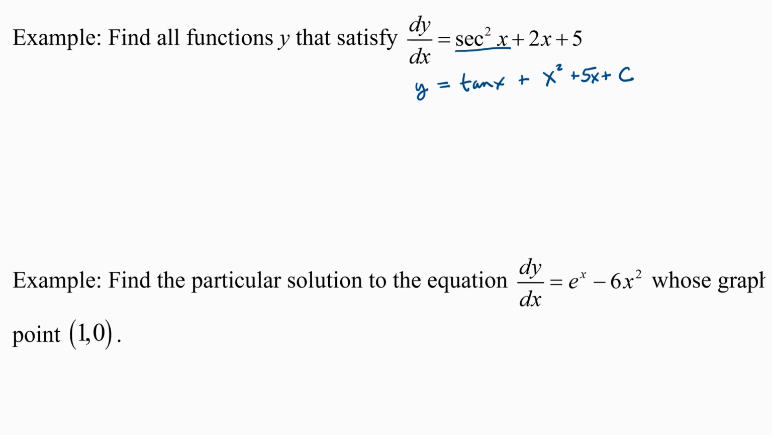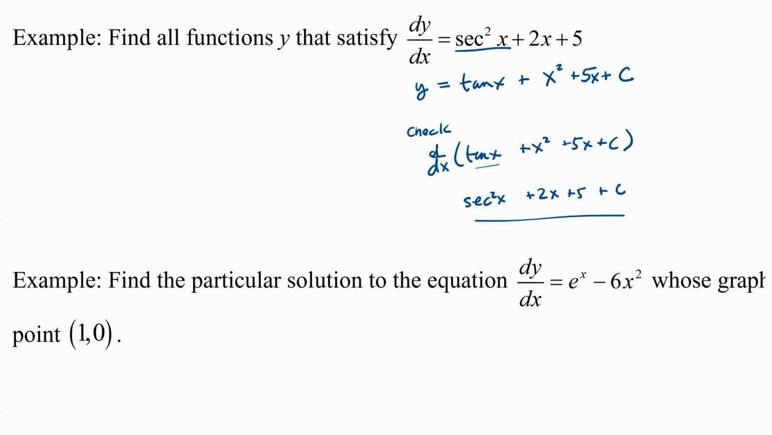Now we can always check our answer. We can check our answer by taking the derivative of our solution, and I take the derivative of tangent, and I get secant squared. I take the derivative of x squared, and I get 2x. I take the derivative of 5x, and I get 5. I take the derivative of c, and I get 0. And we can see that this is a perfect match for where we started. So that's a solution. All right.